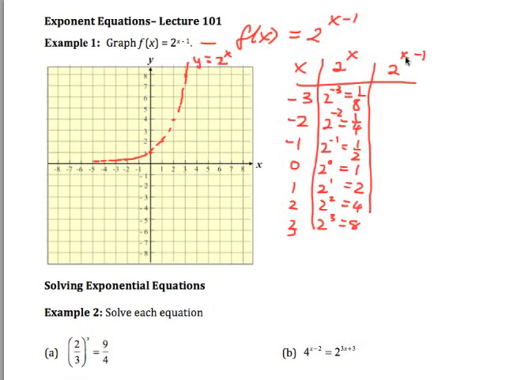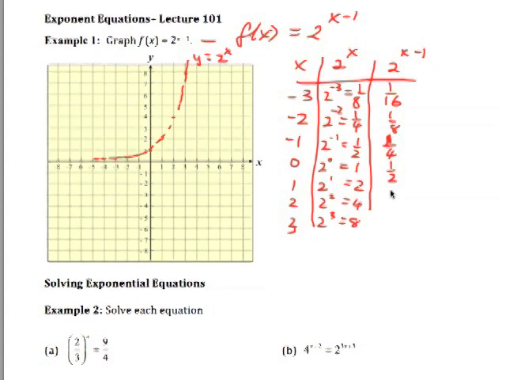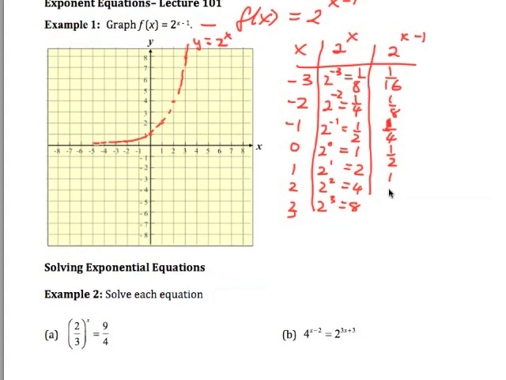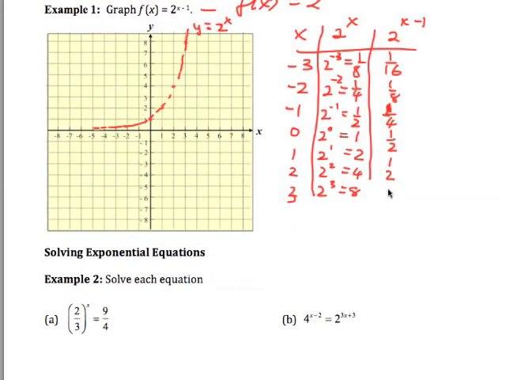Now what we're doing here is subtracting 1 off of the negative 3, so that would be negative 4, so this would actually be 1/16. When I subtract 1 off here, that would be negative 3, so this would be 2 to the negative 3, which is 1/8. This one here, we'd have negative 1, subtract 1 would be negative 2, so this would be 1/4. Now when it's 0, subtract 1, so that would be 1/2. When I subtract 1 off here, I get 0, so 2 to the 0 is 1. And this would be 2.